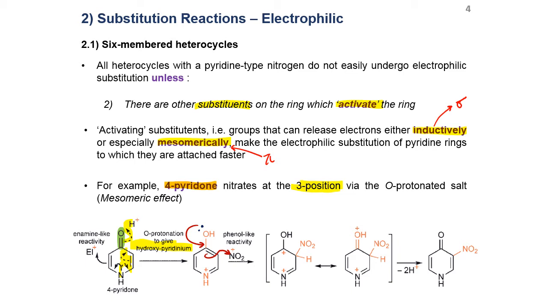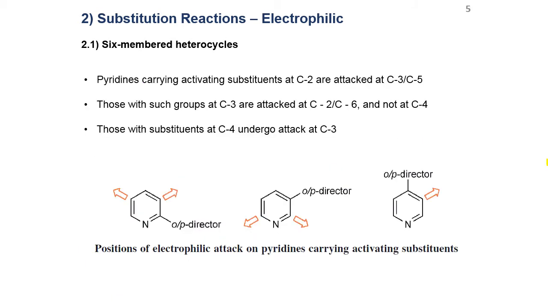And after deprotonation, this gives the substituent at the 3 position of the 4-pyridone. So the position at which the electrophile will attack will depend primarily on the ortho-para director, I mean the OH, for example, in the pyridone. And this will lead to electrophilic attack at the ortho and para positions to that group. For this species, it will direct to the ortho positions here.